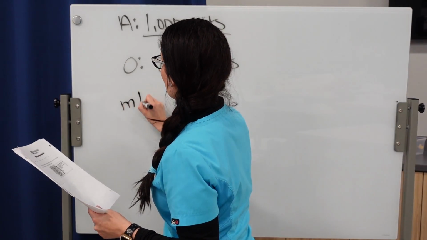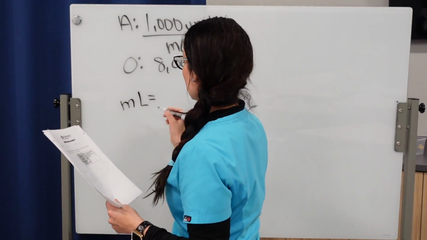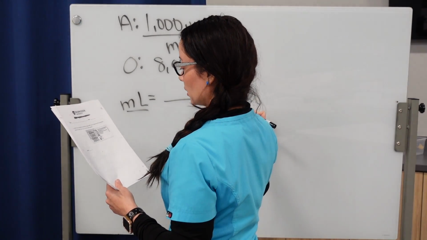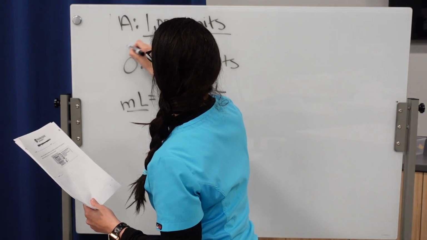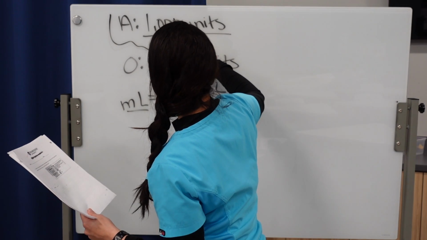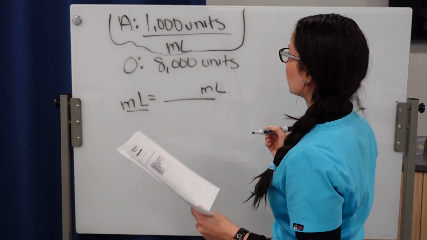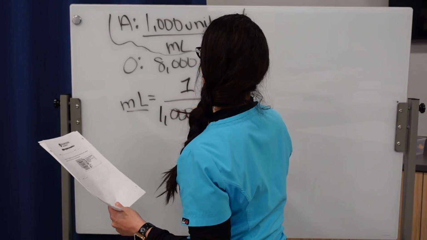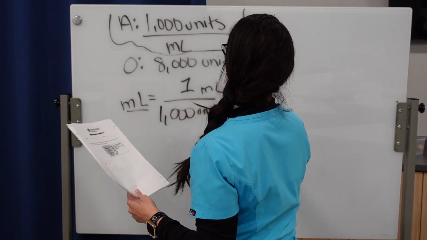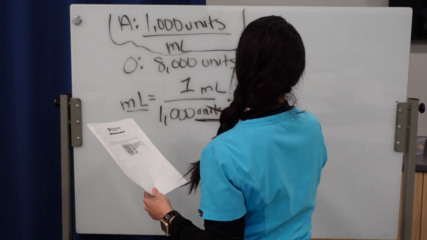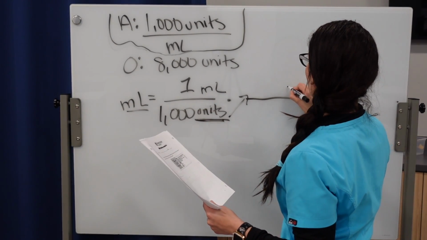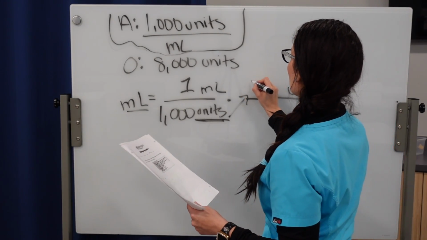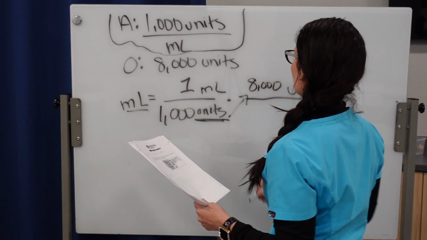What are we looking for? We're looking for milliliters, and whatever is on the left is going to go here at the top. This is a married fraction; you don't separate them. So 1 milliliter has 1,000 units. And then whatever's on the bottom here comes up top. So we need units up here. And then what else in the problem has units? The order, 8,000 units.